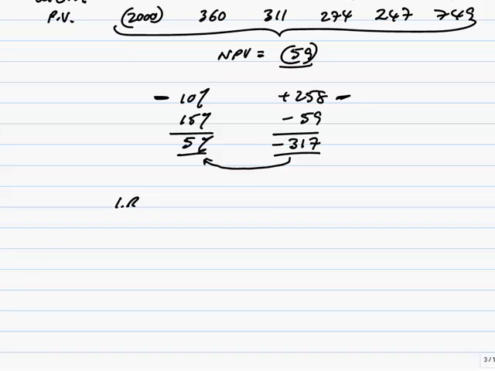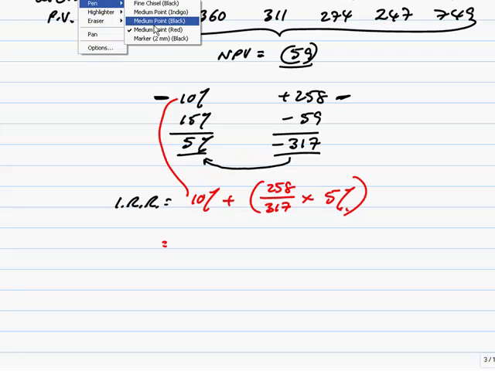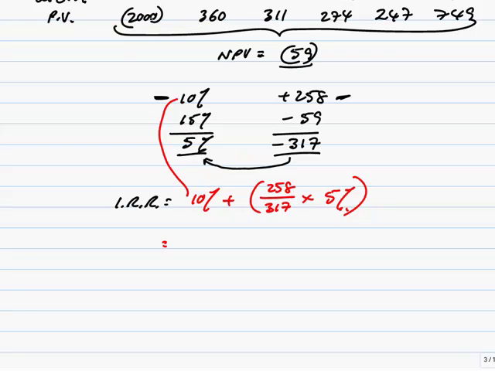I can write the IRR down immediately. It's 10% plus a bit. We knew it was more than 10. How much more? Well, we want a fall to zero of 258. We know that 317 is 5%, so we'll take that fraction of 5%. And if you check me, the internal rate of return here is 14.07% to two decimal places.